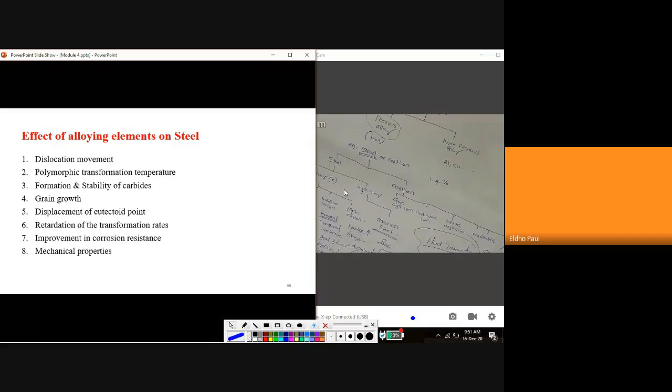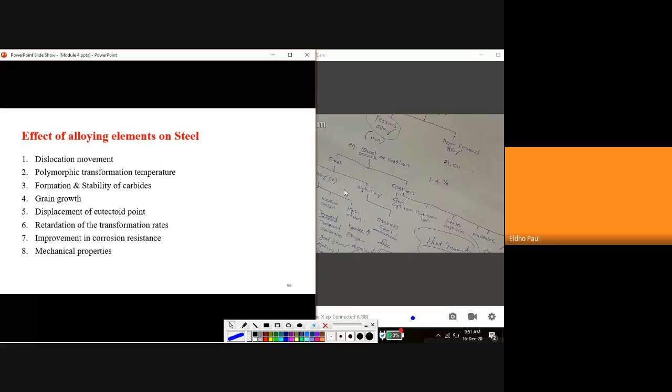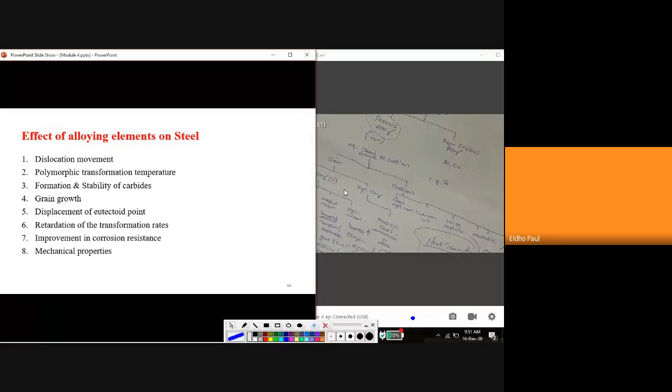Carbon, interstitial alloy or substitutional alloy? Steel, interstitial alloy.